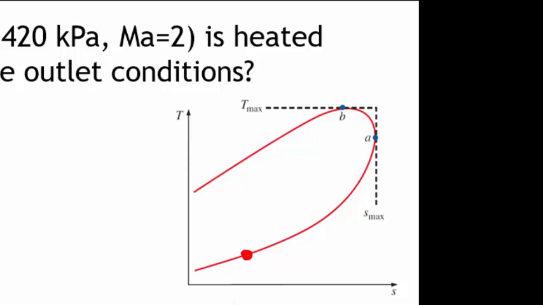And remember, if I'm heating, I'm going to be going in this direction. So I'm going to be getting warmer, but I'm going to be going slower. So I'm going toward Mach 1. We're going to go ahead and solve for that condition, and we'll do this one by hand using the Rayleigh tables.